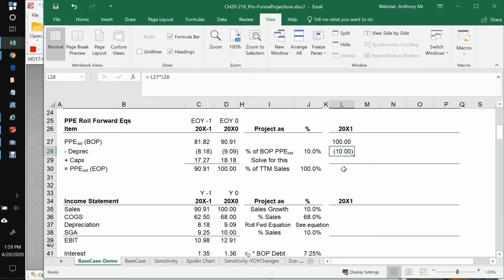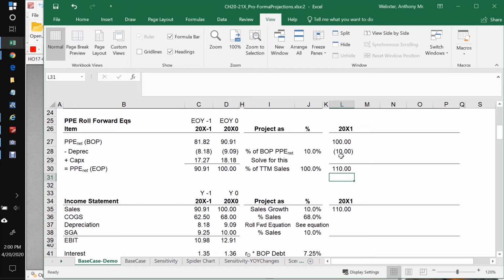Now the capex I'm not going to know, but the PPE they want to wind up with is 100% of TTM sales. So I do have to jump around a little bit and put in my sales for 20x1. So I'm going to say that this is equal to 100 times 1 plus, here's my 10% growth. So sales in 20x1 are projected to be 110 million. So that's where they want their net PPE to be.